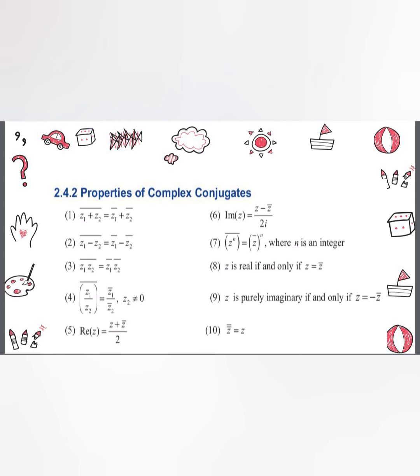Fifth, the real part of z can be written as z plus z bar by 2. Sixth, the imaginary part of z can be written as z minus z bar by 2i. So these are various properties of the complex conjugate, and you have to go through the rest of the properties also. Seventh, z power n the whole bar is z bar the whole power n. And eighth, z is real if and only if z is equal to z bar. Ninth, z is purely imaginary if and only if z is equal to minus z bar. Tenth, z bar the whole bar is equal to z.